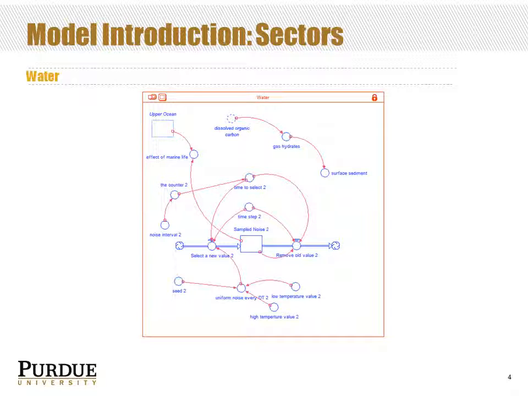Next, we have our water sector. In the shown circle, we have an instance of randomness. It calculates random temperatures and shows the effect on marine life. We also have ghosted variables from the main model and the fossil fuel sector. This sector also calculates the surface sediment variable, which is used in the main model to help calculate the flow from the upper ocean to the atmosphere, as we will show.